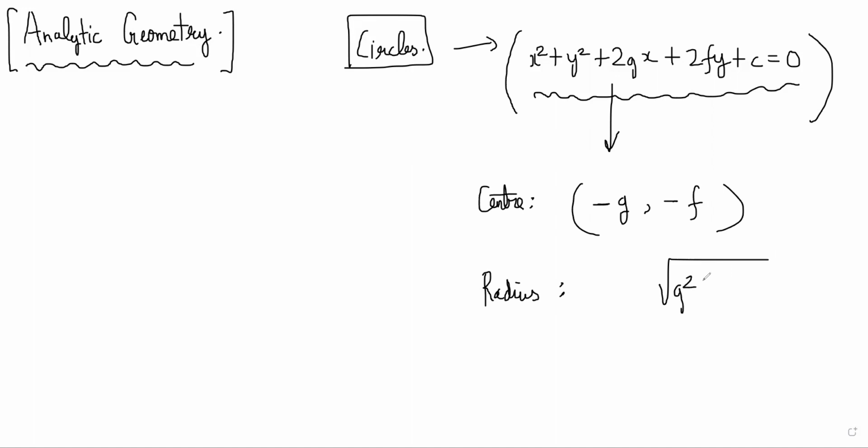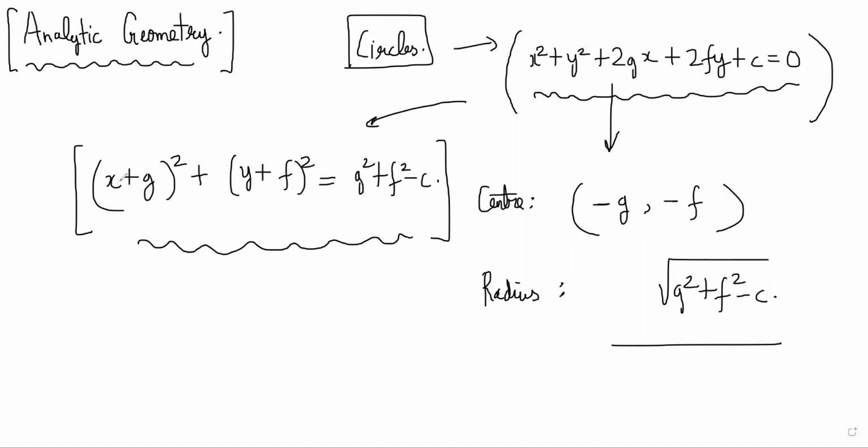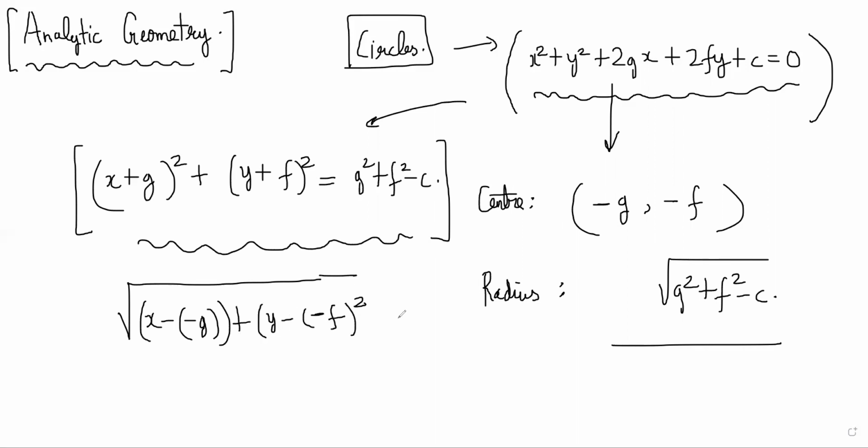root over g square plus f square minus c. And this happens because you will complete the square and you will write it as x plus g whole square plus y plus f whole square is equal to, on this side you will bring minus c and you will add g square and f square. So it will come like this, right? Yeah. And because of this, this sort of becomes a distance formula, distance from the point minus g, minus f. What is C?